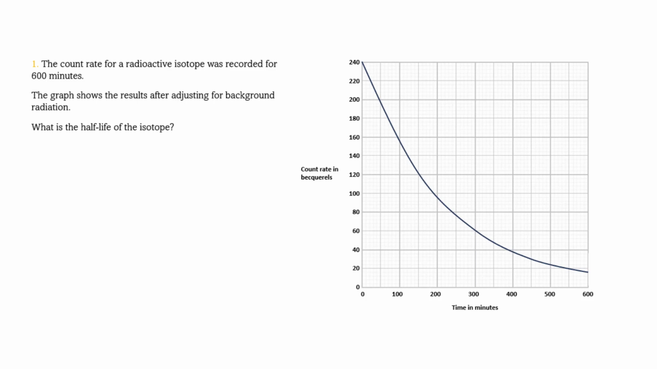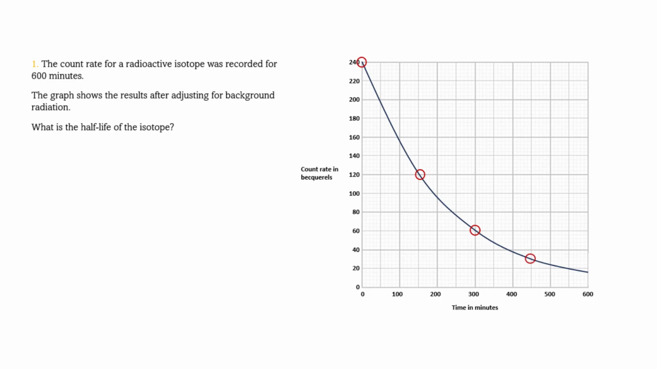So we need to find the time it takes for the count rate to drop by a half. So if we start at 240 becquerels, we could halve it to 120 and halve that again to 60 and halve that again to 30 becquerels.